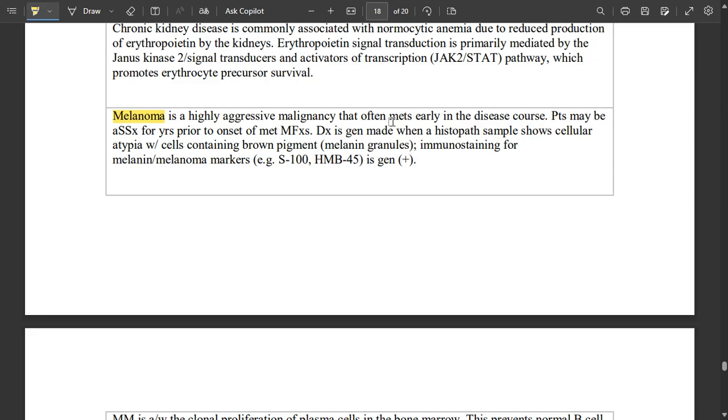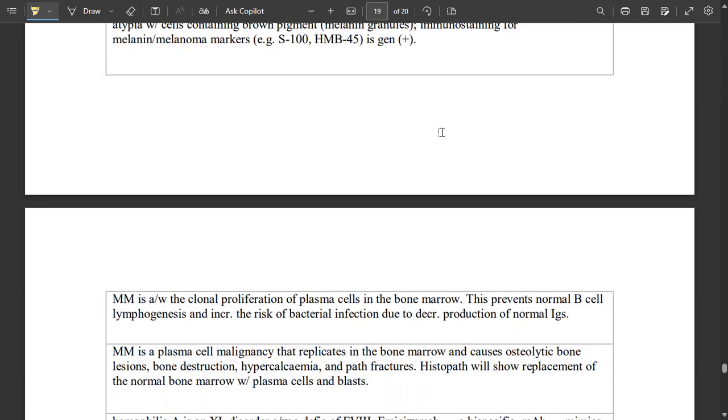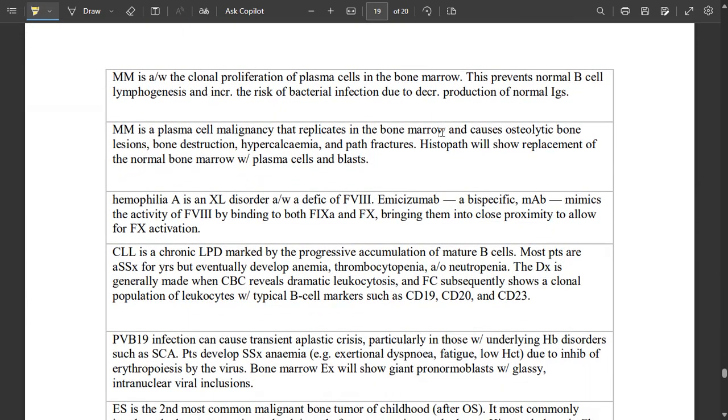When menstruation occurs, only symptoms can be seen. Diagnosis is made when the histopathological sample shows cellular atypia with cells containing brown pigment, which are melanin granules, and they are S100 and HMB45 positive. So immunostaining with melanoma markers, S100 and HMB45, is generally positive. Next page.